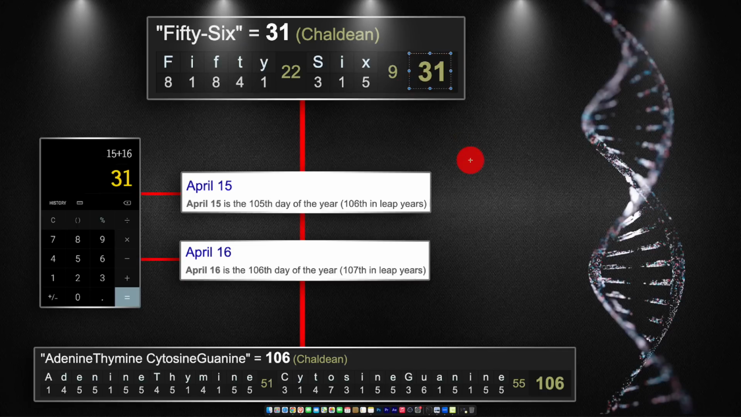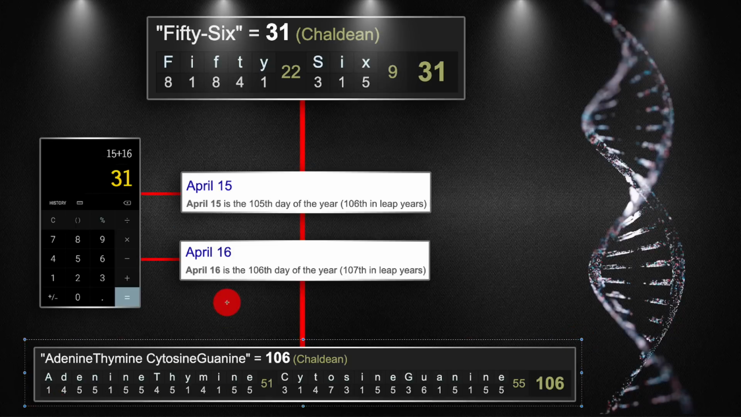31. And why I have these 2 days of the year highlighted here in the middle is because of the two base pairs. When you say them fully, adenine, thymine, cytosine, guanine is 106. The 106th day of the year on the calendar is going to occupy April 15th and the 16th when you take the leap years into consideration. What's 15 and 16? 31. 56 is 31. How about that?